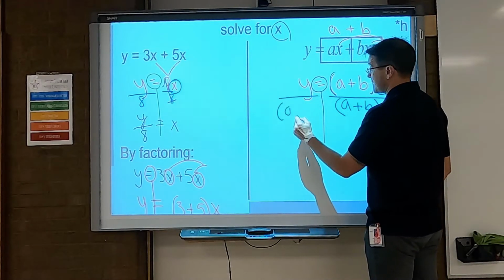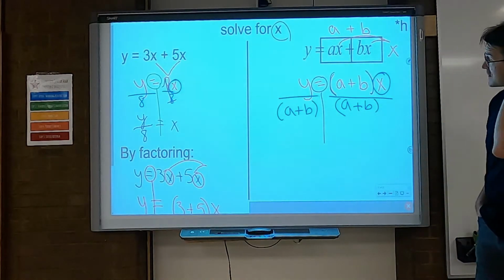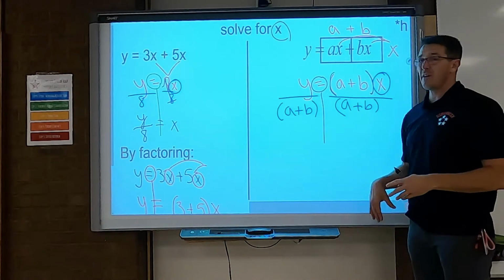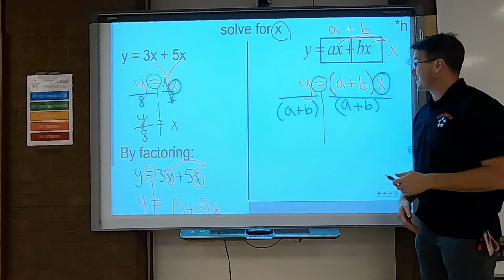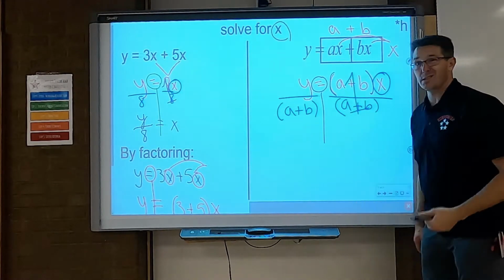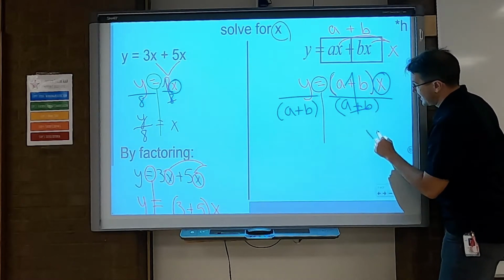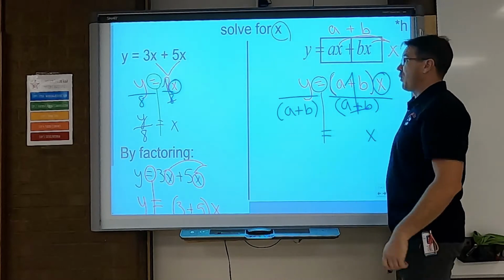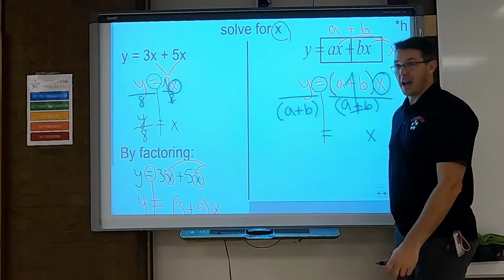It says what you do to one side of an equation, you must do to the other in order to keep that equation balanced. And so this looks really scary, but I just have a over b over a over b. Anything over itself is going to equal 1, except for 0, because 0 over 0 is not 1, it's 0. And what's left here? My x. And over here, I got y equals, y divided by a plus b.